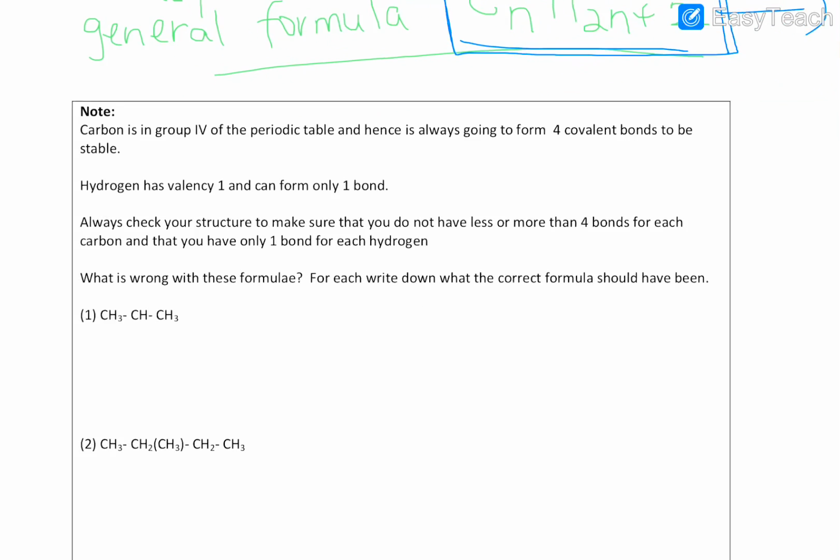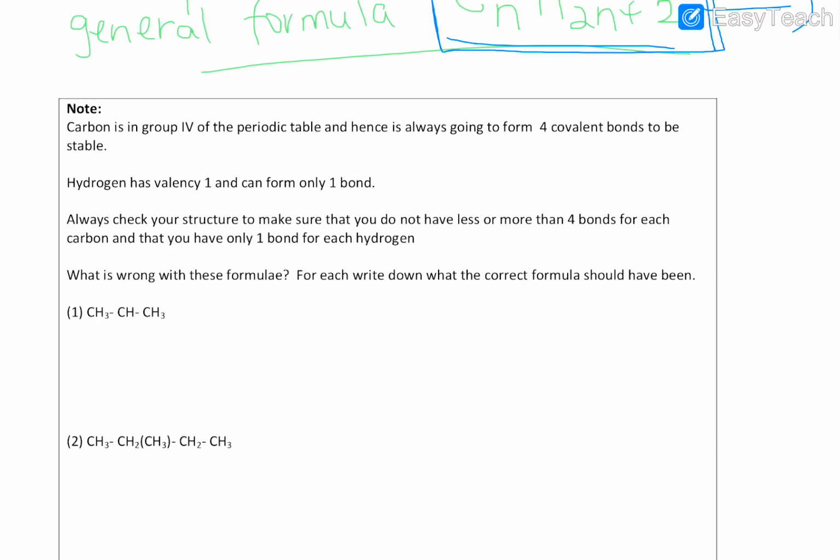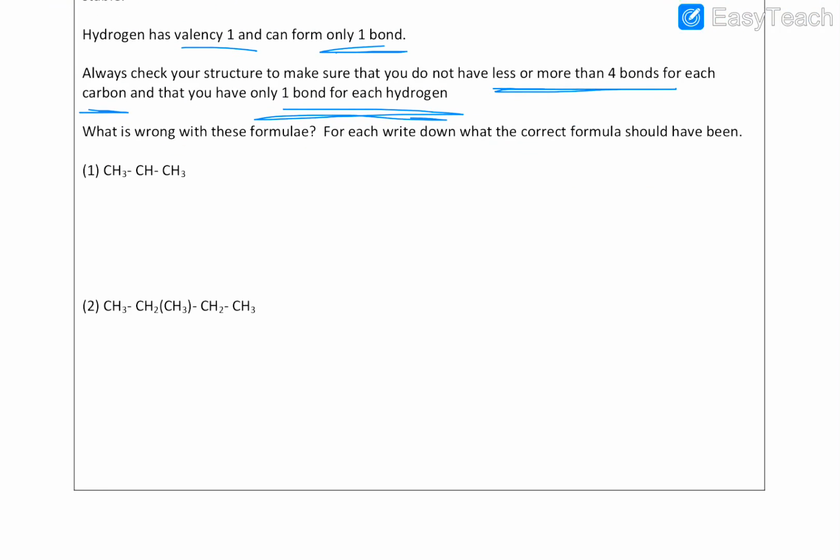Now, we've already covered this, but let's go through it again. Carbon is in group 4, always forms 4 bonds. Hydrogen, valency 1, can form only 1 bond. And make sure that you check your structure once you've drawn them so that you don't get more than 4 bonds or less than 4 bonds for each carbon, and that there is 1 bond for each hydrogen. Now, this question asks you to find what's wrong with this formula. So write down what the correct formula should have been.